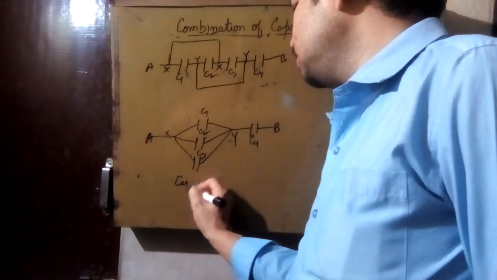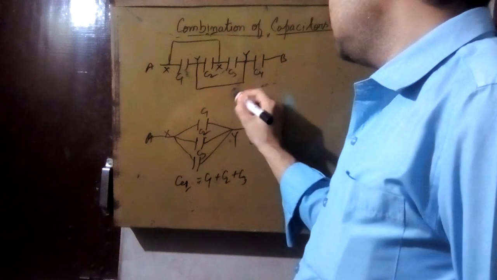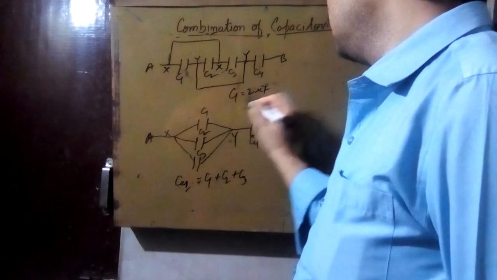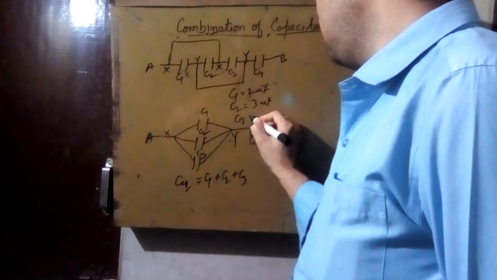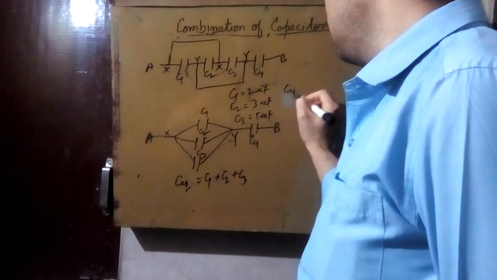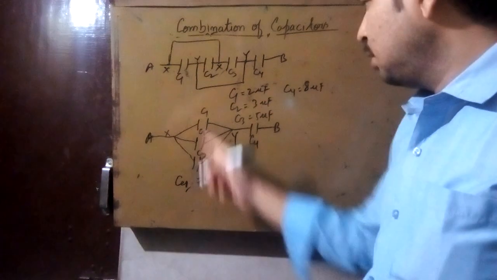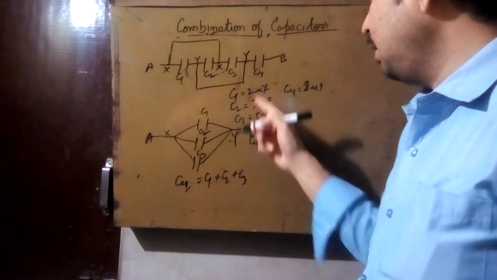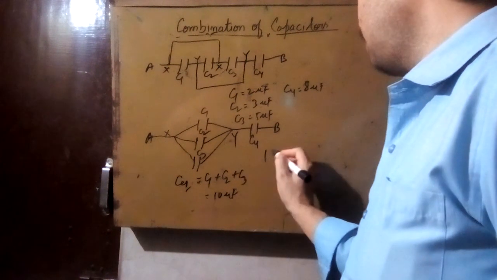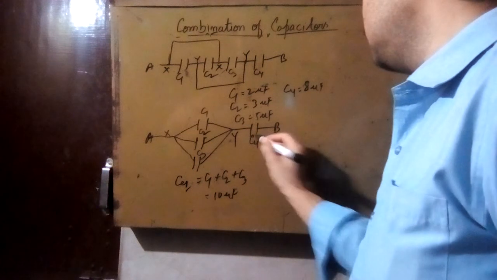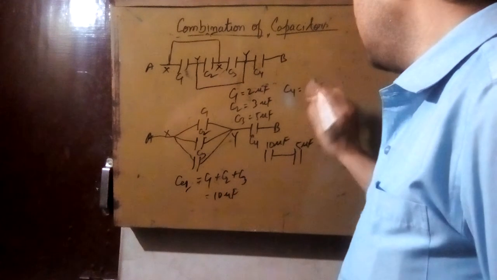So what is the formula for C equivalent in parallel? C1 + C2 + C3. Suppose it is given C1 = 2, C2 = 3 and C3 = 5 microfarad, and C4 = 5 microfarad. Now you can see the combination of these are in parallel, so you have to add them: 3 + 2 is 5, 5 + 5 is 10 microfarad. Now this 10 microfarad is connected in series with C4, which is 5 microfarad.